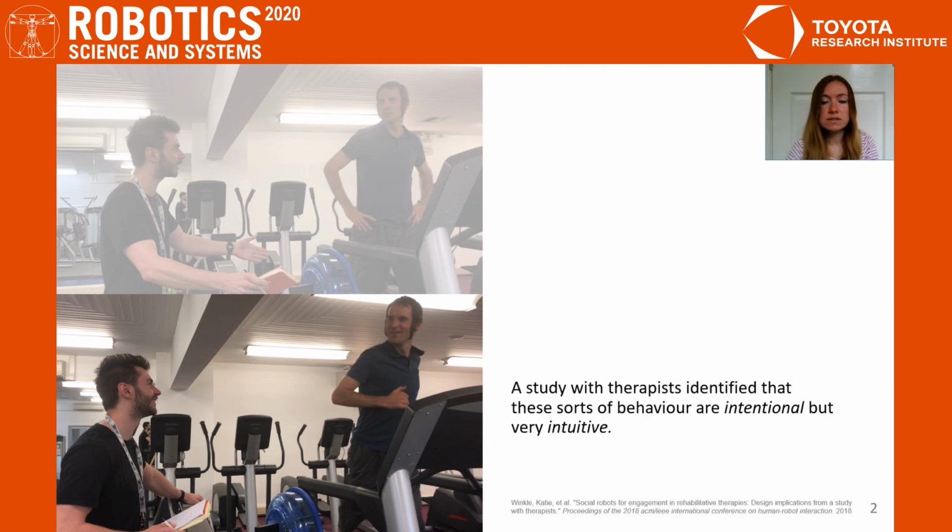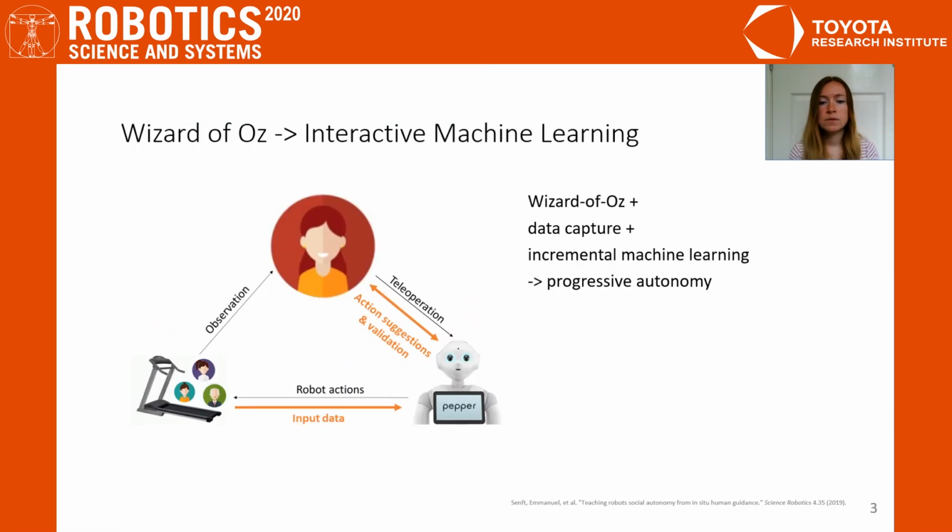A previous study with therapists identified that this type of interaction is intentional and it's designed to keep the client engaged in their exercise, but also very intuitive, making it quite hard for us to design and automate the equivalent for socially assistive robots.